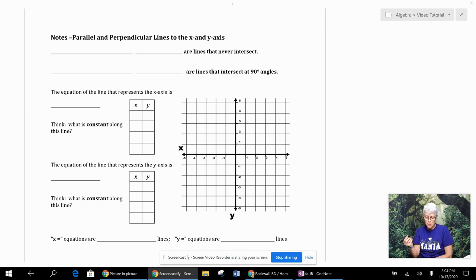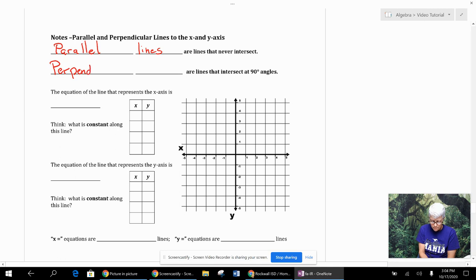So let's look at our notes. It says here that something are lines that never intersect, and that's going to be your parallel lines. Some of you might get these two mixed up, so you have to figure out something in your head to help you get them straight. Perpendicular lines are lines that intersect at a 90-degree angle. So we have our parallel lines and we have our perpendicular lines.